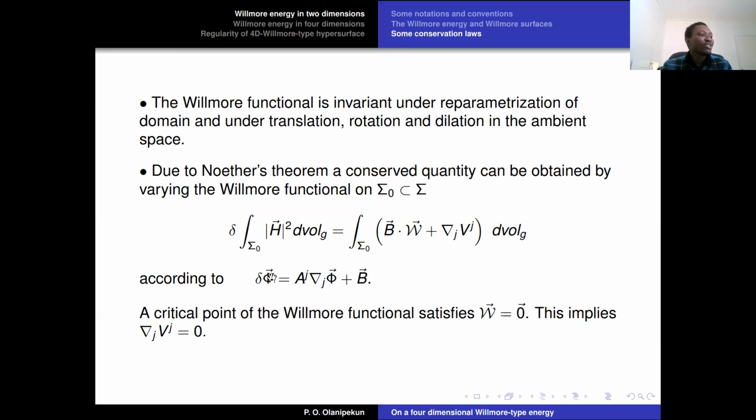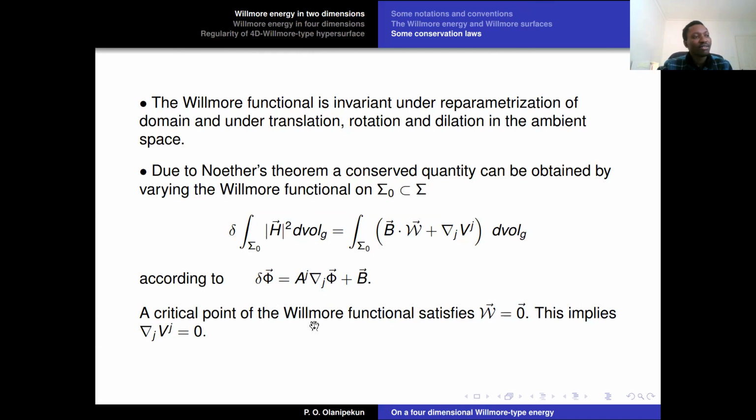So you vary according to this rule. You take the variation, but then you split it into tangential and normal components. So B is the normal component of the variation of phi, and this, of course, is the tangential component. If you track these things correctly, you can arrange the variation of the Willmore energy in this form.